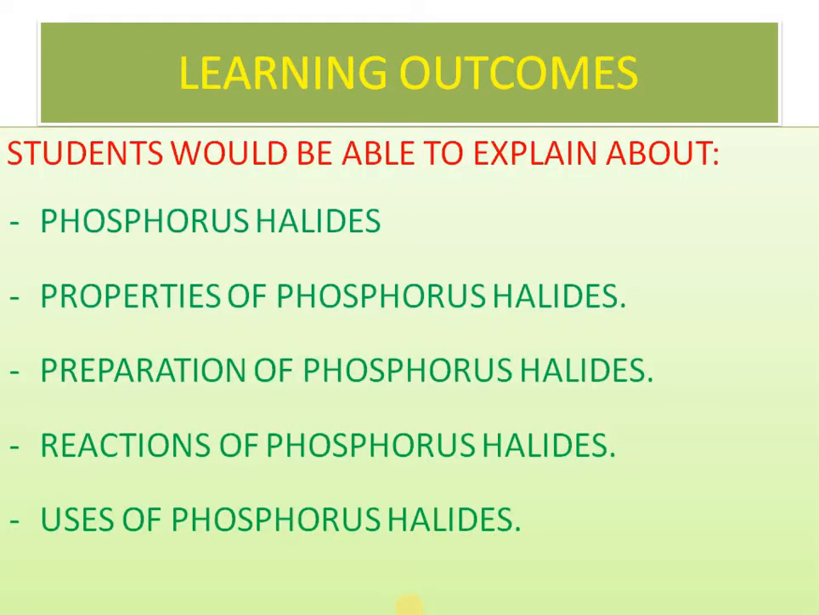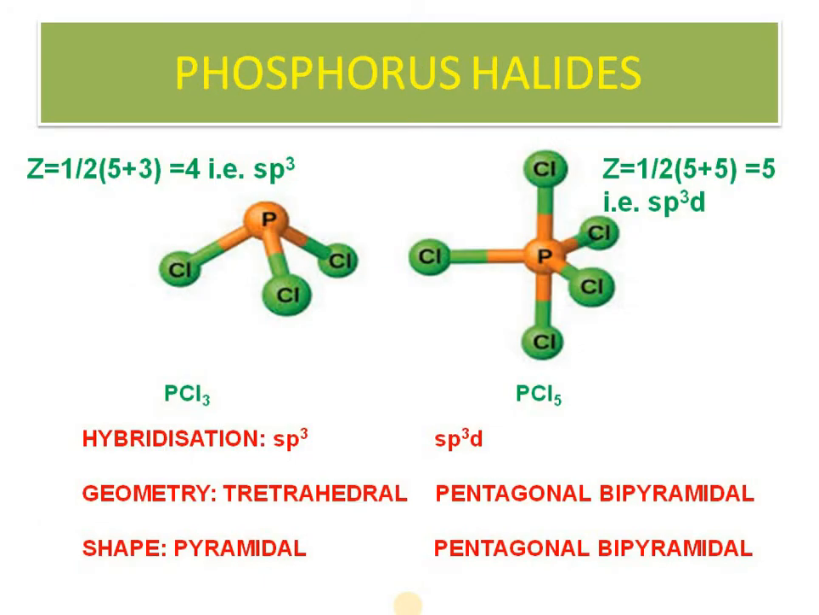The learning outcome from this session is that you will be able to explain phosphorus halides, that is PCl3 and PCl5, their properties, preparation, reactions and uses. So let us first discuss PCl3 and PCl5, two phosphorus halides where phosphorus has hybridization sp3.